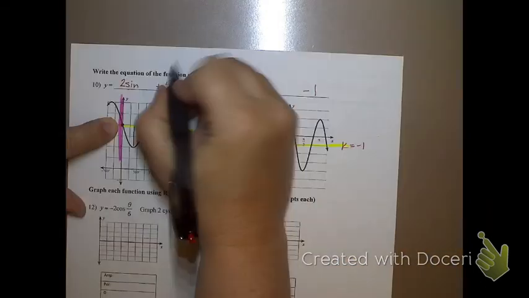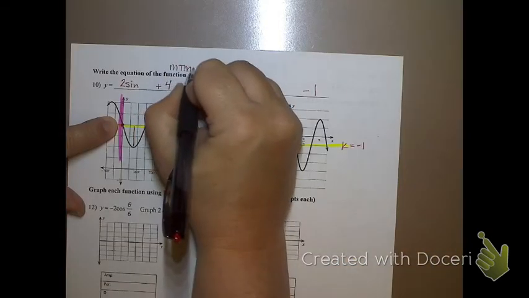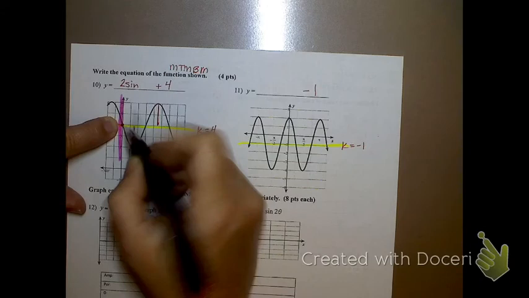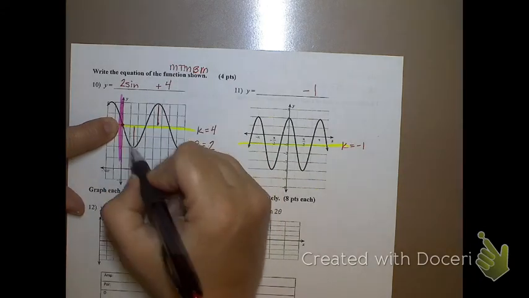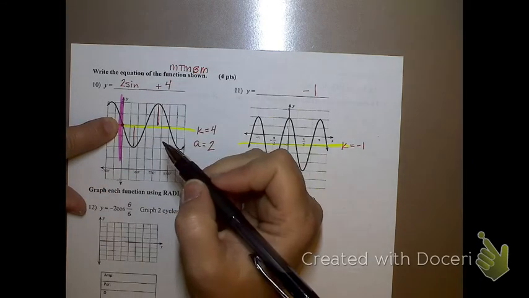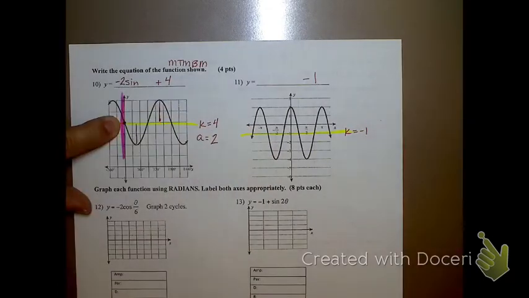Now, I know sine is middle, top, middle, bottom, middle, right? But this isn't going middle, top. It's going middle, bottom. What does that mean? It means that that 2 is negative.